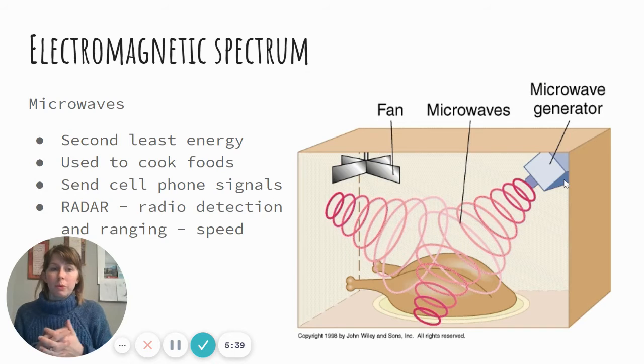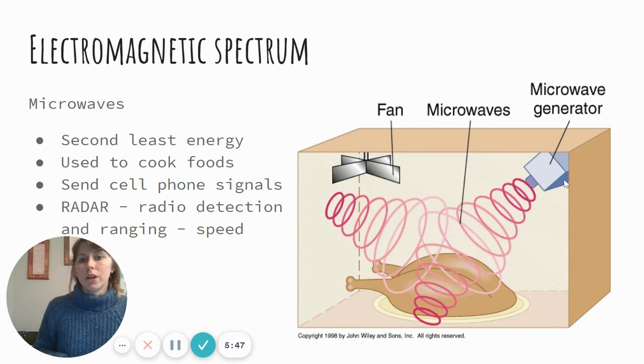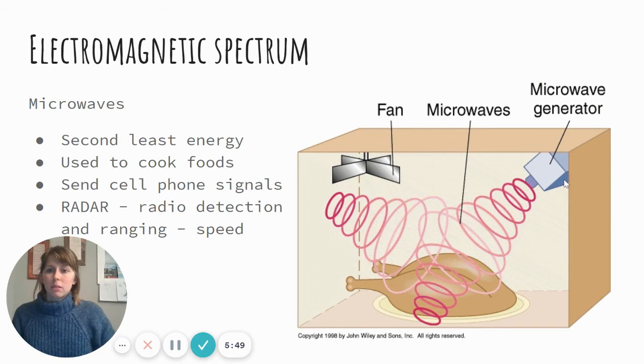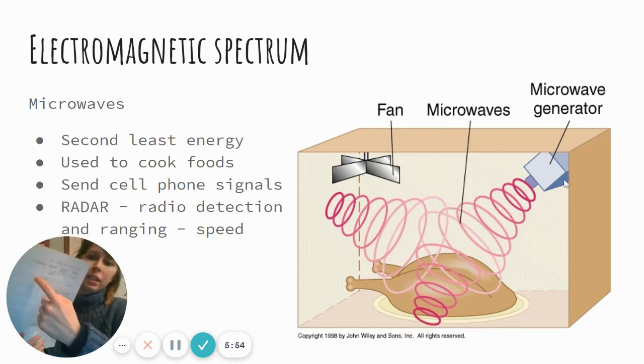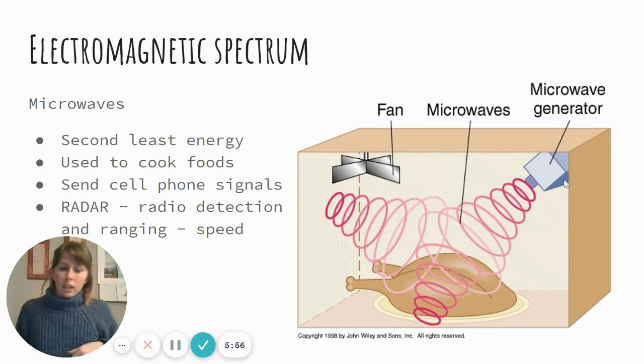And so if you have a cell phone or even a remote control in your house and you're pushing buttons, that's using some form of radio or microwave or somewhere in between. Radar, radio detection and ranging, is used to calculate speed. So cops will use that when they're trying to find your speed. So these are all examples here.